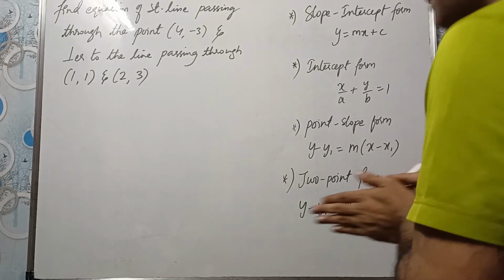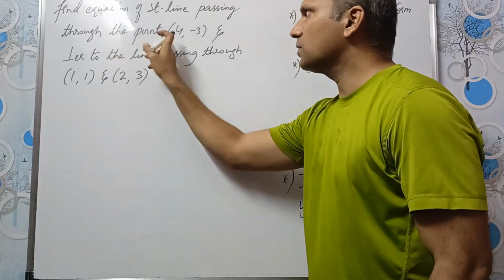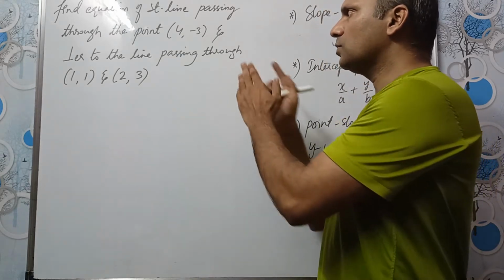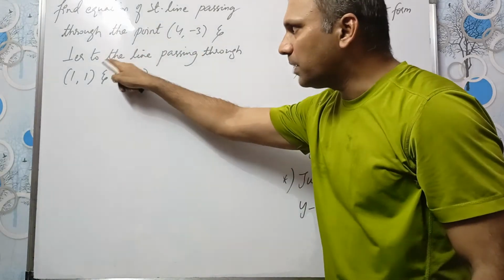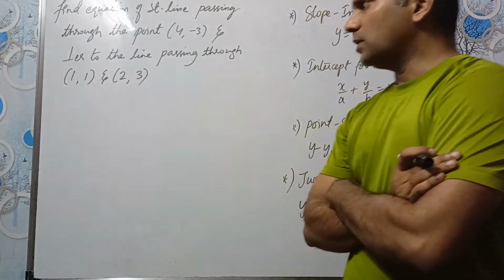Okay. We have an interesting problem here. Find the equation of the straight line passing through the point (4, -3). The line should pass through (4, -3) and should be perpendicular to the line passing through these points. Okay, what do we mean by this?